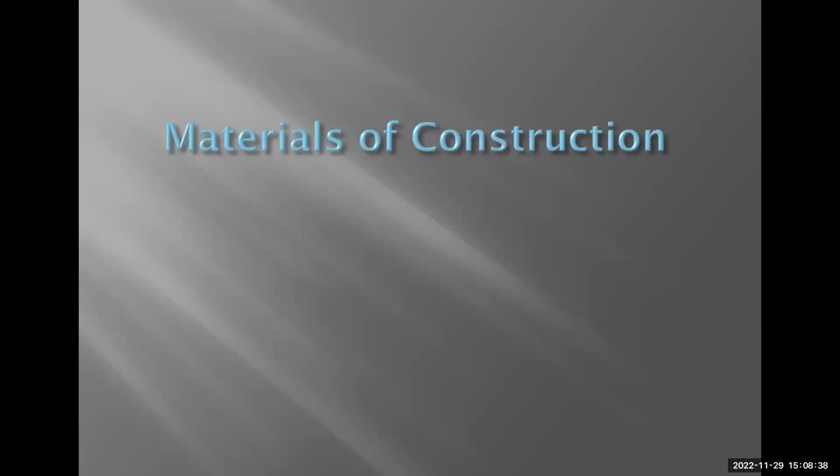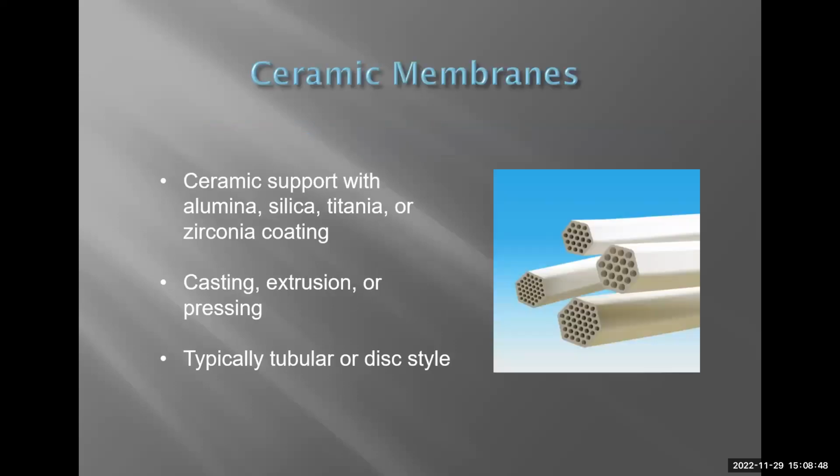All right, next we're going to talk about the material constructions of most membranes. Membranes are usually made of 2 materials, either ceramic or a polymeric membrane. Ceramic membranes are a ceramic support with alumina, silica, titania, or zirconia coating. They're usually created by casting, extrusion, or pressing, and they're typically a tubular or a disc-style membrane. Disc-style membranes are usually like a hollow fiber style membrane, just in a disc form. These types of membranes tend to have a smaller surface area versus the footprint of the membrane.